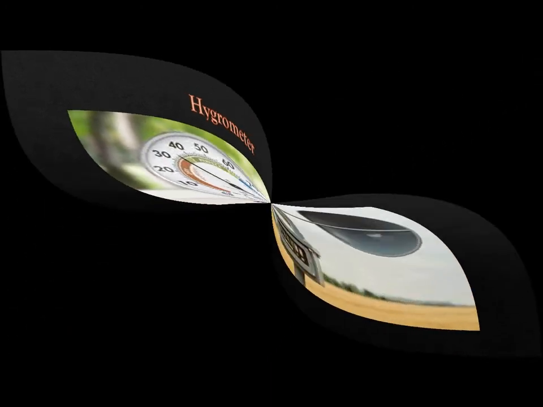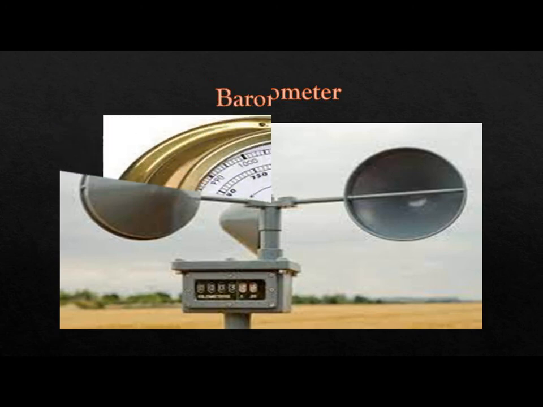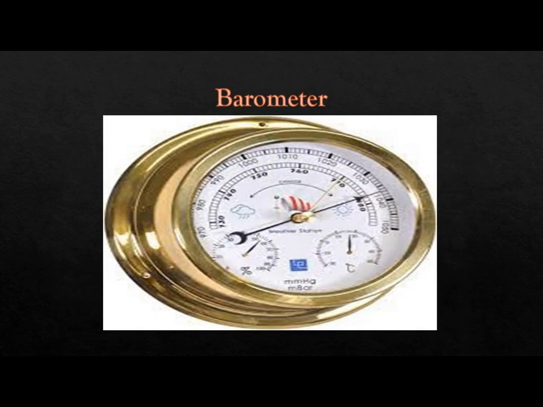An anemometer is an instrument that measures the wind speed and wind pressure. It is a very common weather instrument. The term is derived from the Greek word anemos, meaning wind. That is why it is called anemometer. And the last instrument I'm going to talk about is a barometer. Barometers are used by meteorologists to measure atmospheric pressure.